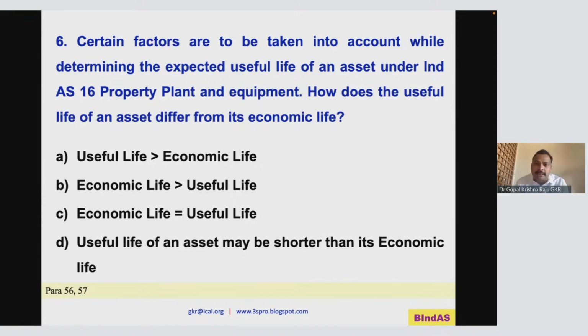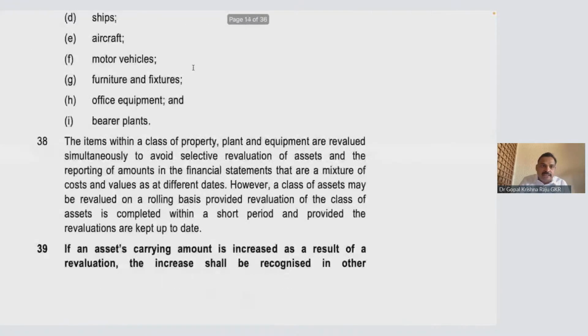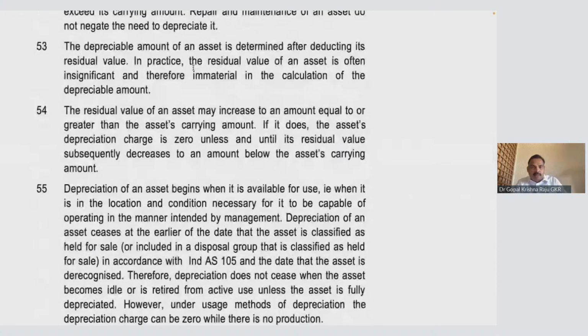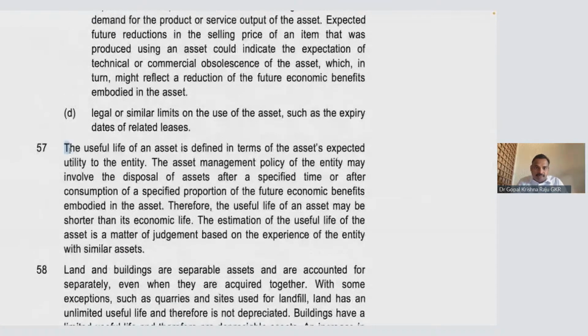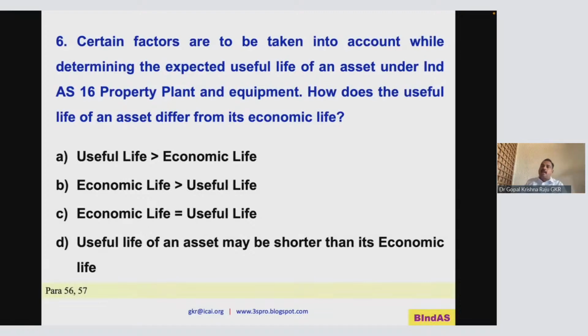Certain factors are to be taken into account while determining the expected useful life. Now I want to take you to para number 56 and 57. Now this is what your depreciation is all about. Look at this, guys. The useful life and economic life, both are actually different. So I'll just come to this question and I'll go there. Under Ind AS 16 Property, how does the useful life of an asset differ from economic life?